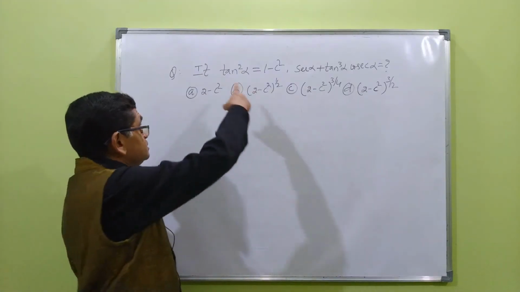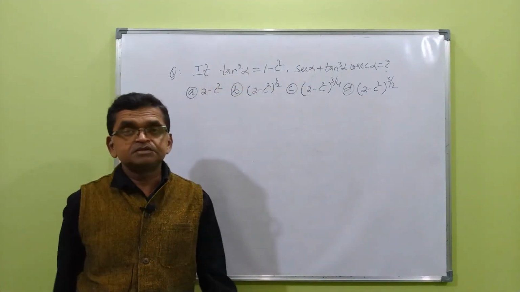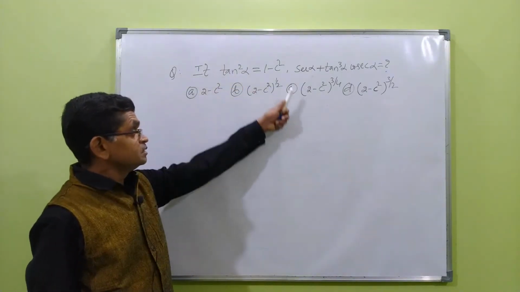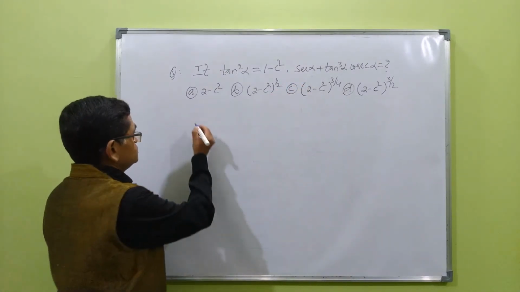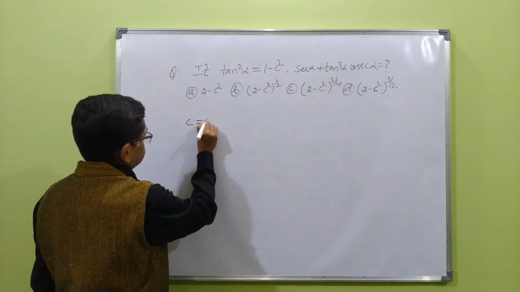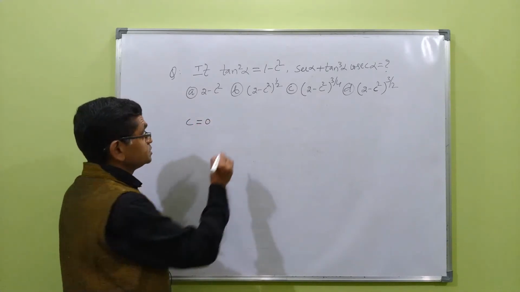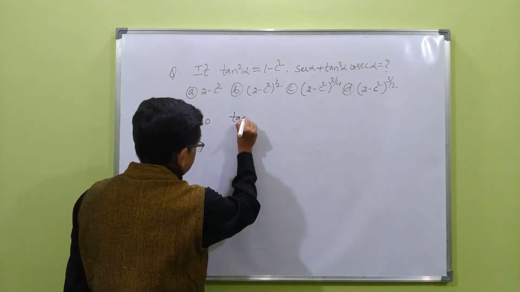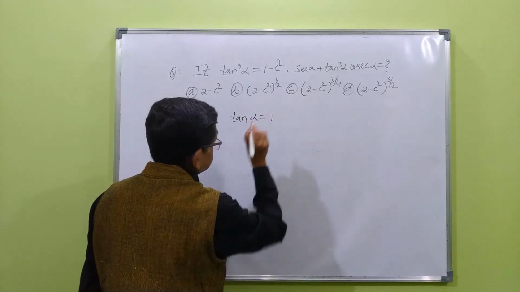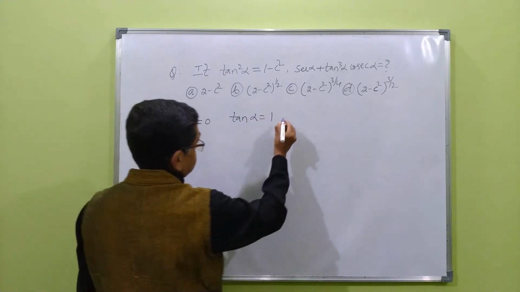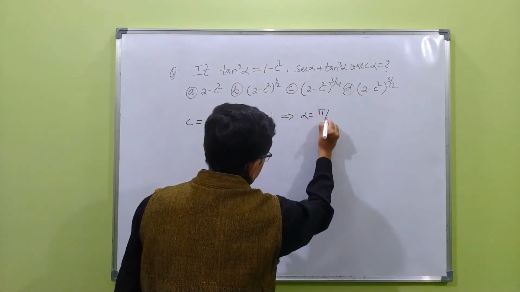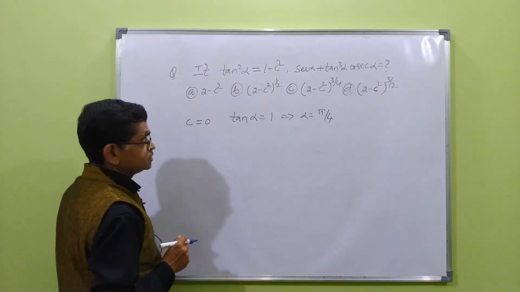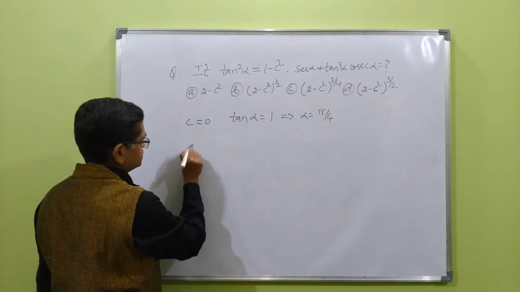Okay. If tan square alpha is equal to 1 minus c square, this expression value we have to find. So c is equal to 0. At c is equal to 0, tan alpha becomes 1. That is, alpha is equal to pi by 4. Okay. Now substitute in the given expression.